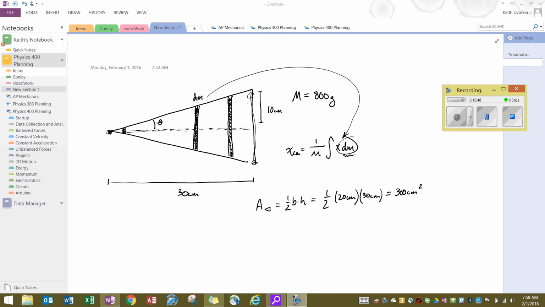And the mass of this is 800. So sigma is the symbol for the surface density. So how many grams per square centimeter, as opposed to grams per centimeter, which is the linear mass density, versus the regular old density, grams per cubic centimeter. So this will be defined as the total mass divided by the total area of this thing. So 800 grams over 300 cubic centimeters. Oops. That's regular density. We need square centimeters.